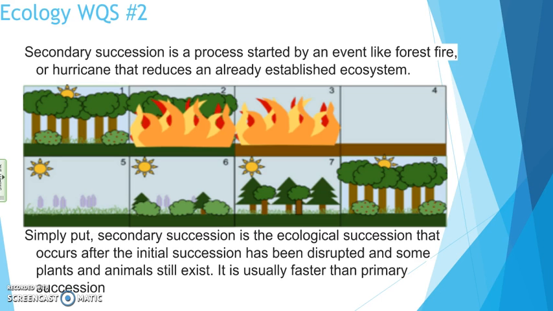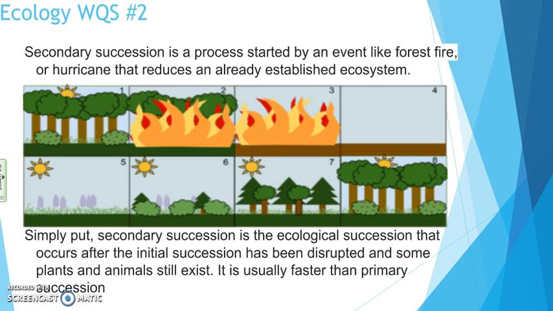Then you have secondary succession. Secondary succession is a process that starts with an event like a forest fire or a hurricane that reduces an already established ecosystem. The ecosystem was already there. So basically, secondary succession is an ecological succession that occurs after the initial succession has been disrupted. The fire disrupted the succession that was already occurring.